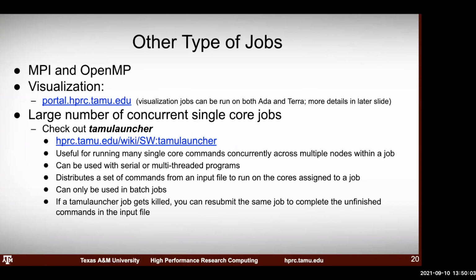For a large number of concurrent single core jobs, so tons of concurrent small jobs, you could check out Tamulauncher. There's a wiki page on it. If you go to our wiki, hprc.tamu.edu/wiki, and search Tamulauncher, it'll be under software. It's useful for running many single core commands concurrently across multiple nodes within a job. It can be used with serial or multi-threaded programs, and it distributes a set of commands from an input file to run on the cores assigned to a job. It can only be used in batch jobs, so you can't run this interactively. You're going to have to write a job script which calls Tamulauncher in it.